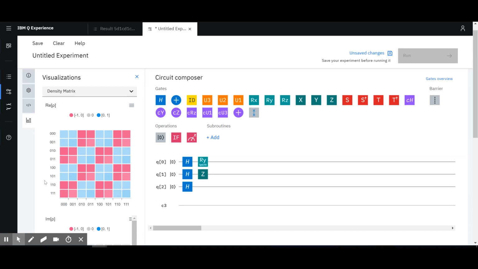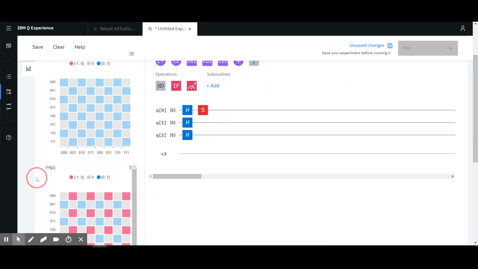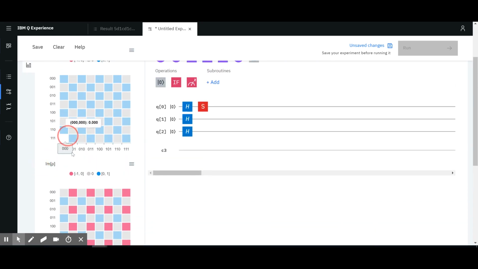There's definitely something here. Ooh, wait a second. Basically, they seem to be complementary, in the sense that the empty squares in here are full in here now, and this is because we've applied the S gate, which is a rotation.